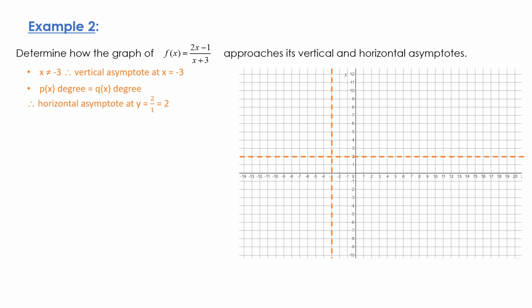Right, let's talk about the vertical asymptote first. I'm just going to put an equation at the top of the vertical asymptote. The equation of it is x equals -3. So I want to know what's going on on the right side and on the left side of that asymptote.